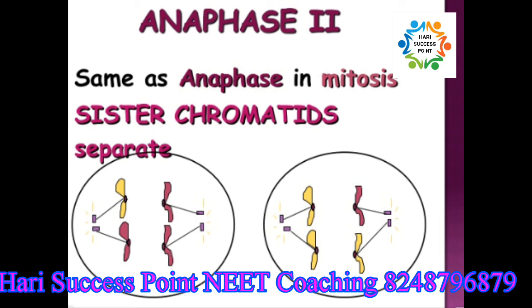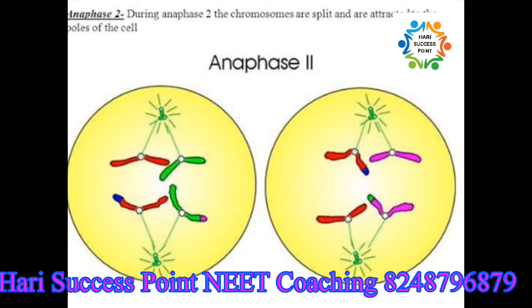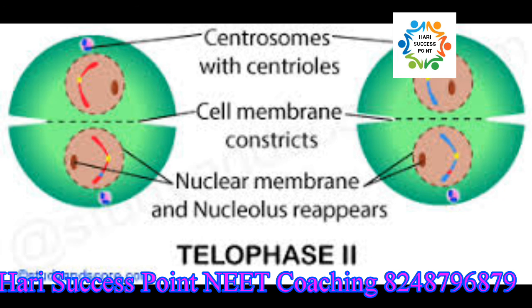Telophase 2 is the last stage of meiosis. During this stage, nuclear envelope is formed around each haploid chromosome. The nucleolus reappears and the chromosome uncoils and cytokinesis occurs, resulting in the formation of tetrad of cells or 4 haploid cells.